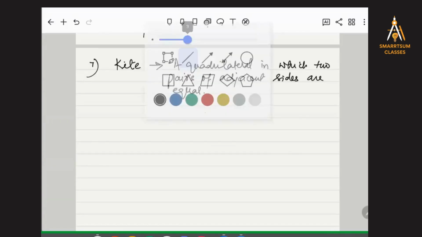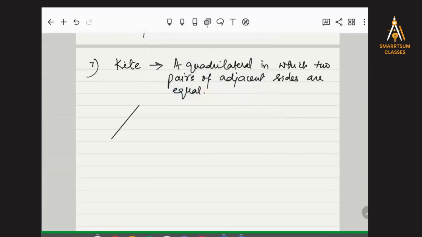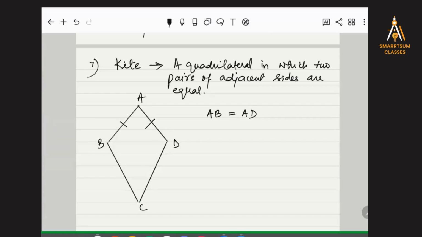So, what kind of figure is it? It's like this. These are the two adjacent sides, right? And they are equal. Diamond kind of shape, right? Kite shape. Is that clear? Like a kite, and that's the reason it is called a kite. A, B, C, D, right? So what are the adjacent pairs of sides here, which are equal? AB is equal to AD, right? This is equal to this, right? And similarly, BC is equal to CD. BC is equal to DC, right? So you can see here that the pairs of adjacent sides are equal.